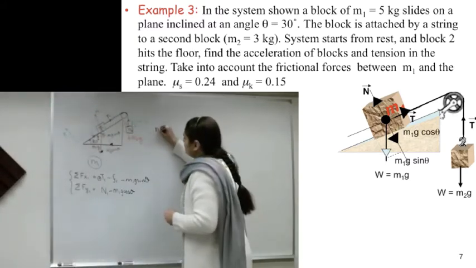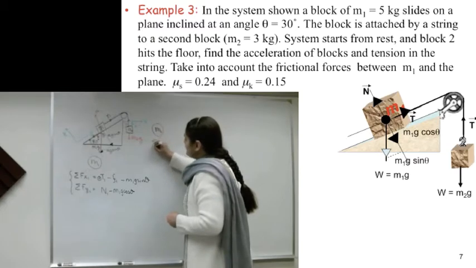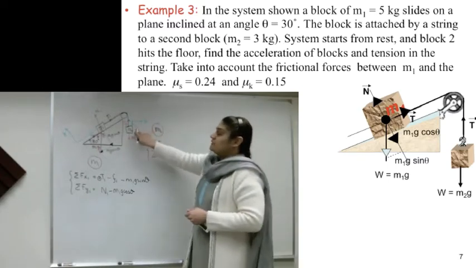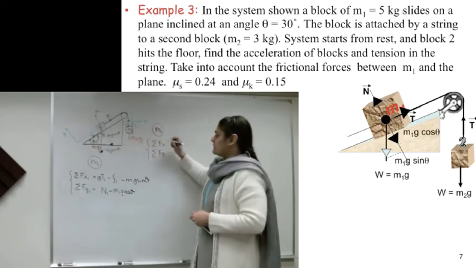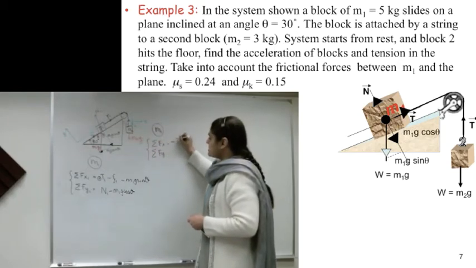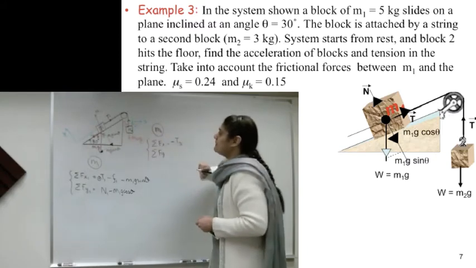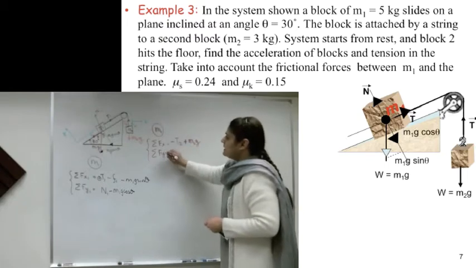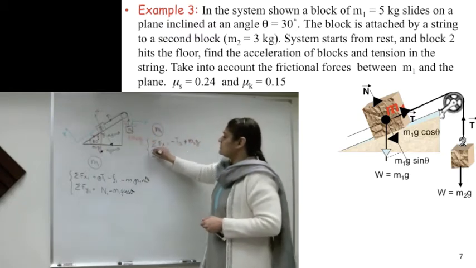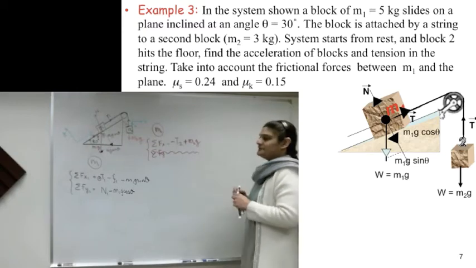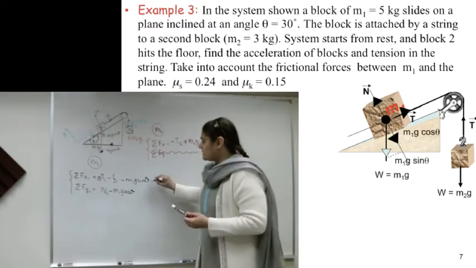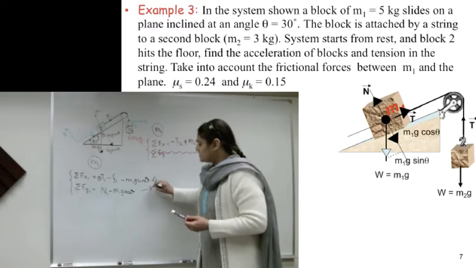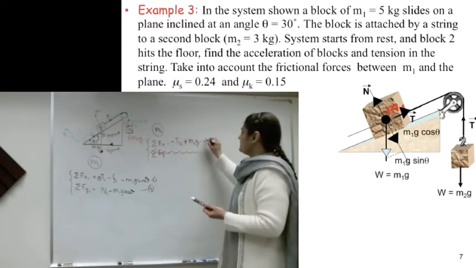Let's see. For M2, I have sigma Fx and sigma Fy. Okay? Note this is now going to be your x coordinate, right? So this means this is going to be minus T2, because it points opposite to my positive x, plus M2g. And is there anything along the y-axis for M2? Nope, so I'm just going to ignore that. Okay? Let me call this equation 1, this equation 2, and this equation 3.